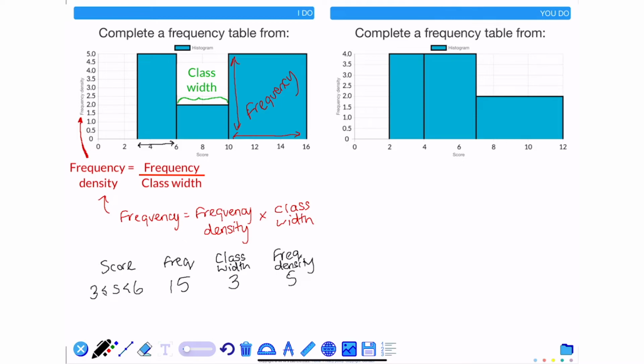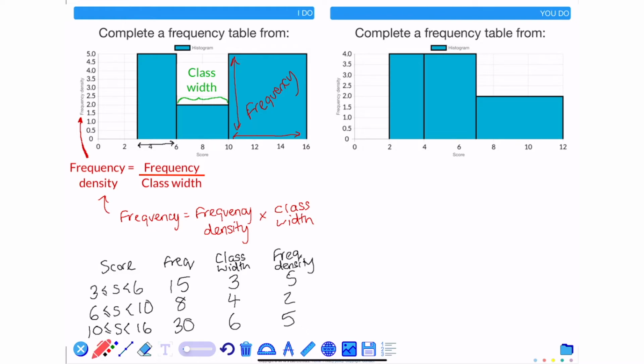Looking at the next bar, it goes from 6 all the way up to 10. This means 10 take away 6, it has a class width of 4, and as we can read from the table, it has a frequency density of 2. 4 times by 2 gives me the frequency 8. And finally the last bar goes from 10 all the way up to 16. 16 take away 10 is 6, and it has a height of 5. 6 times by 5 is 30. I've now completed my frequency table for this histogram.